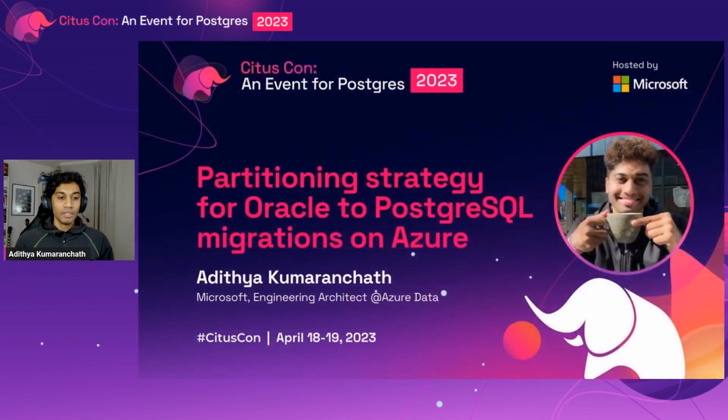I'm Adi. I'm an engineering architect from the Microsoft product group. I've been working at Microsoft for 10 years. In the last few years, I've been working with customers who use Azure Database for Postgres and Cosmos DB for Postgres. I've been helping them in their complex Azure Database for Postgres implementations, and I've also been helping them in solving their performance and scalability issues.